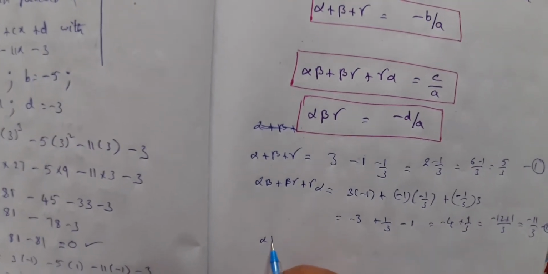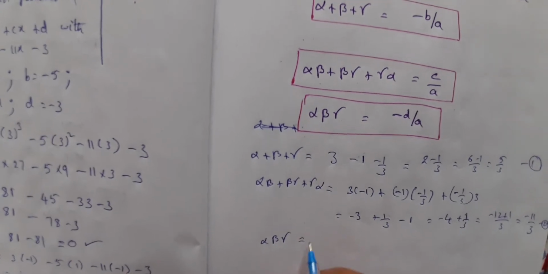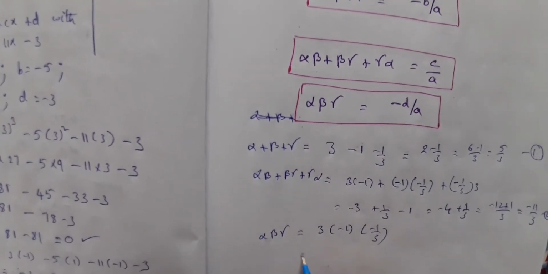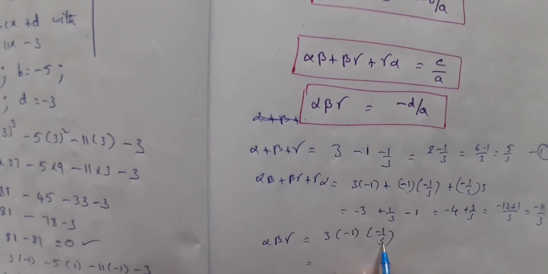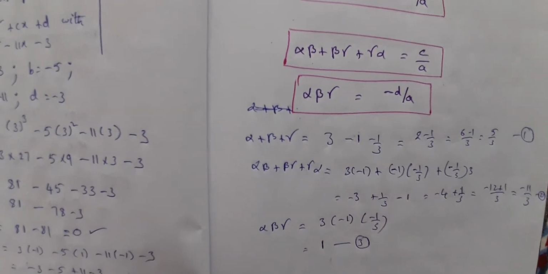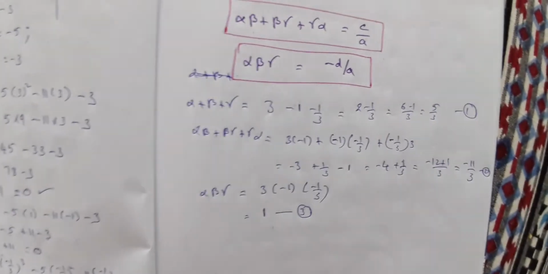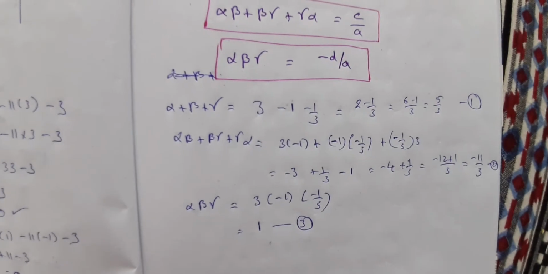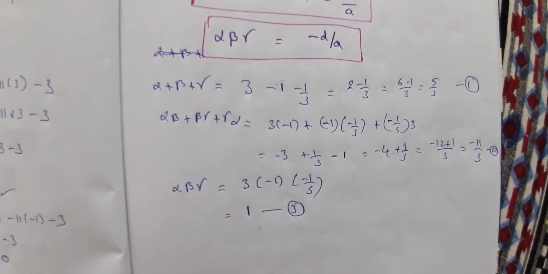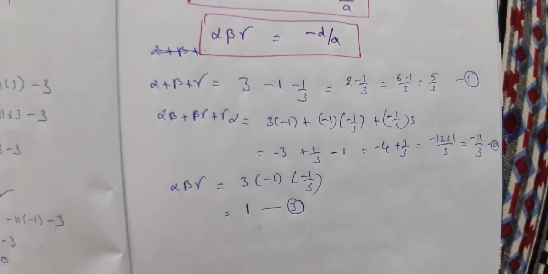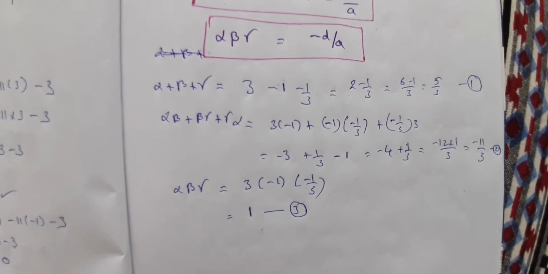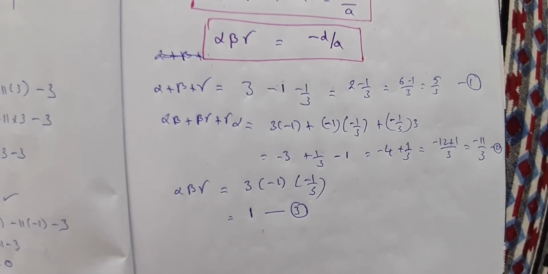Now product of the zeros, alpha, beta, gamma. So that is 3 into minus 1 into minus 1 by 3. So minus into minus plus, 3 will get cancelled. So you are going to get this as 1. So this is equation 3. So we determined alpha plus beta plus gamma, alpha beta plus beta gamma plus gamma alpha, and then alpha beta gamma separately. Now let us find out the relationships with coefficients. That means we are going to determine minus b by a, c by a, and minus d by a.